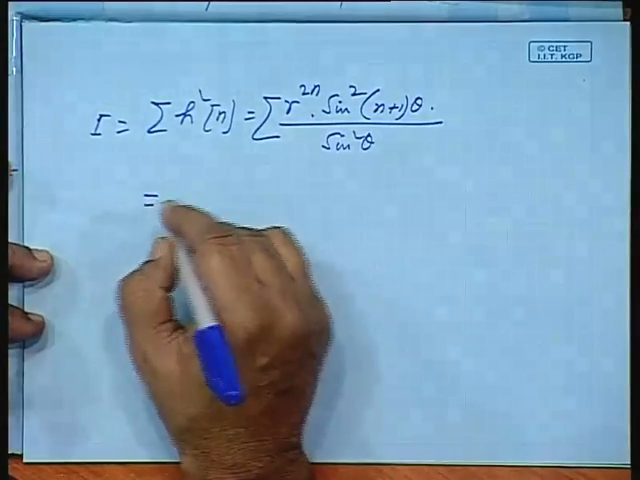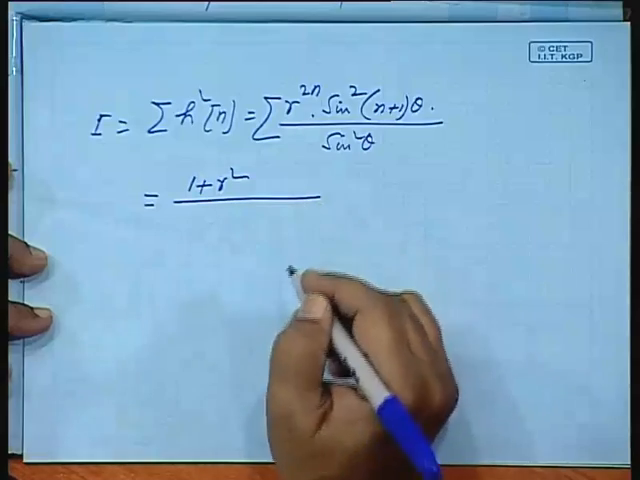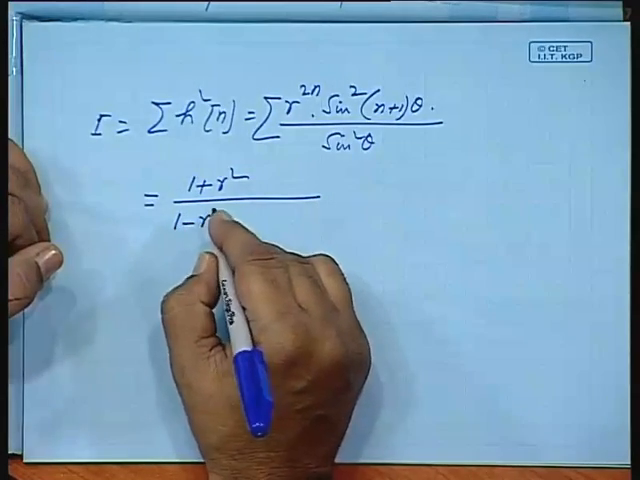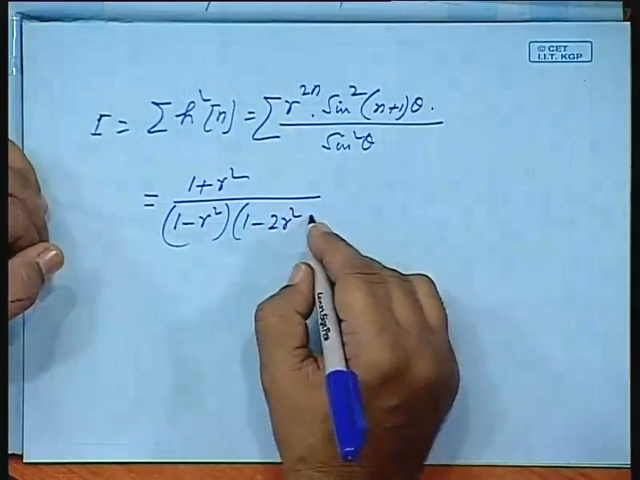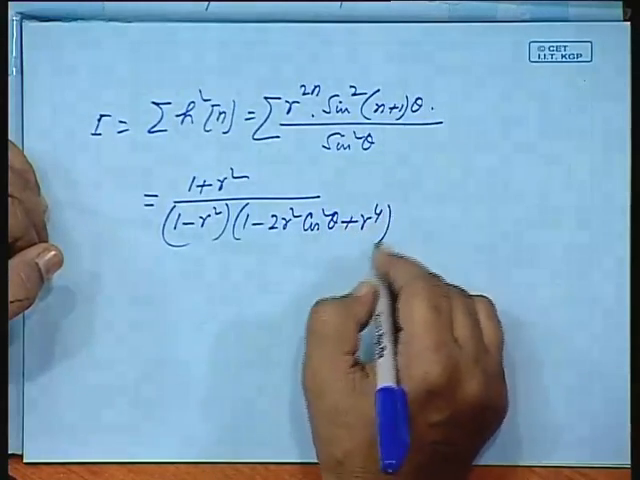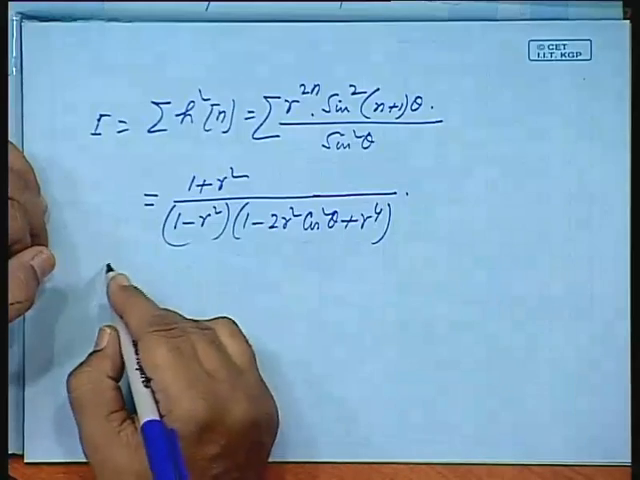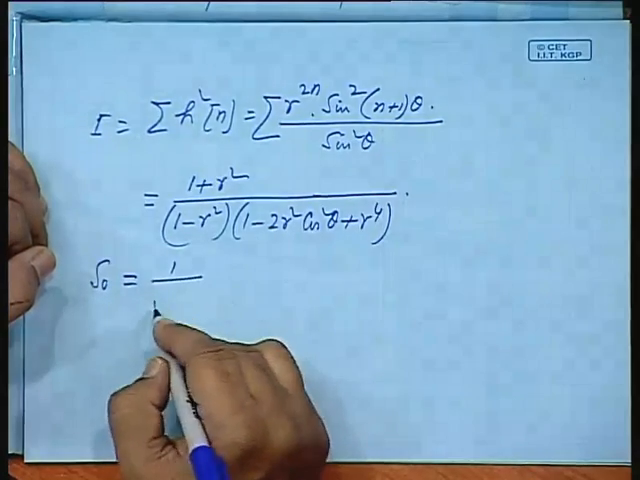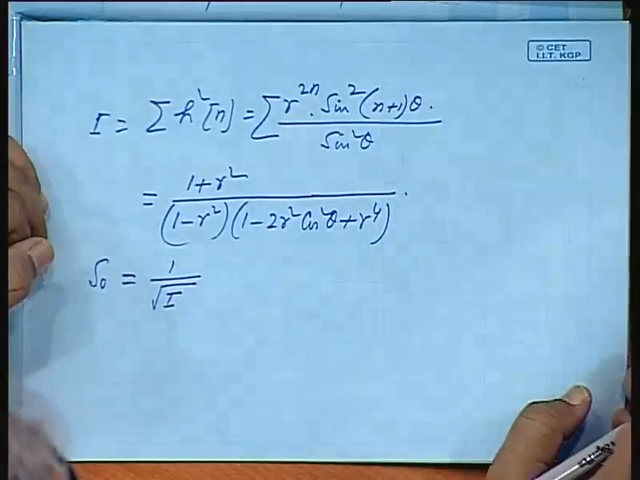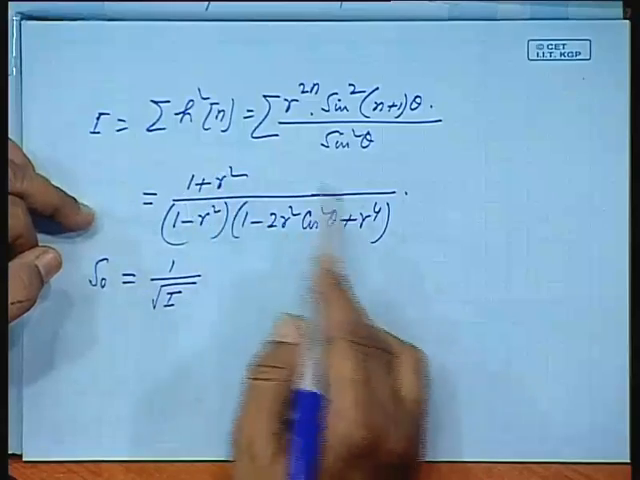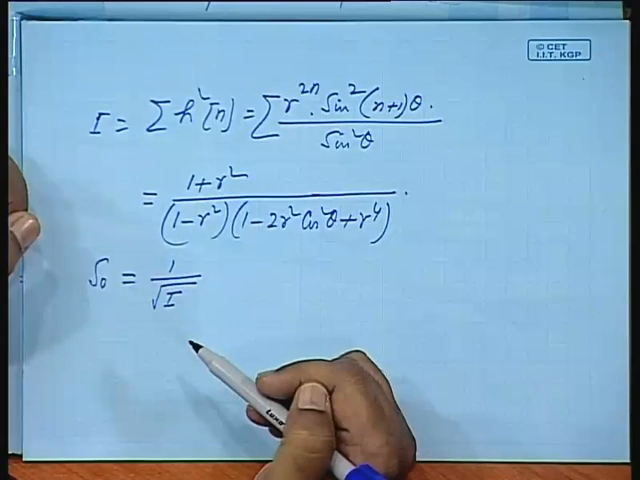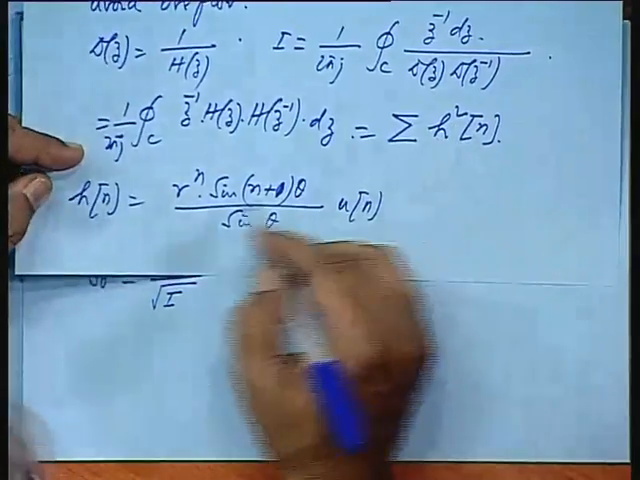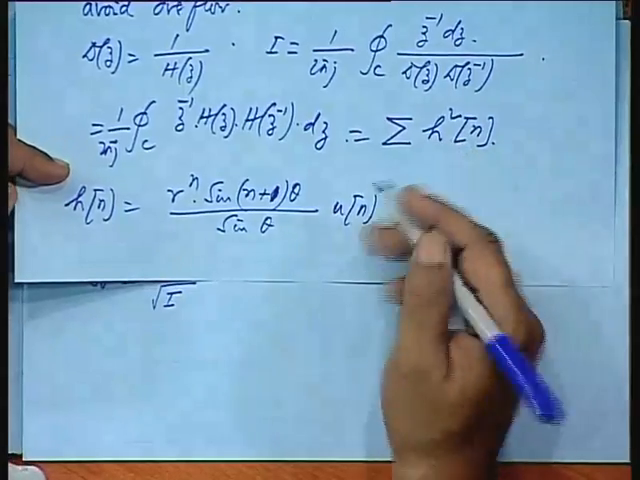This you prove and check whether this result can be obtained: 1 plus r square divided by 1 minus r square into 2r square cos square theta plus r to the power 4. So, S naught will be 1 by root I, where I is this much. Now, if you are given a value of r and theta, you can calculate S naught. Is it all right? So, I would request you to verify all these relations. I have taken for granted certain relationships. You derive them yourself.